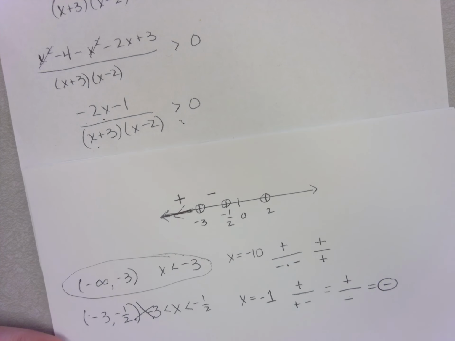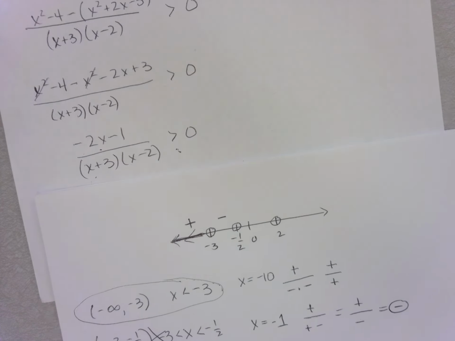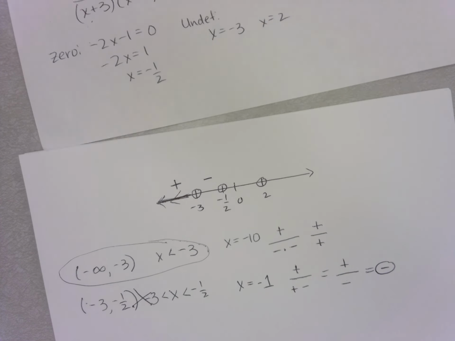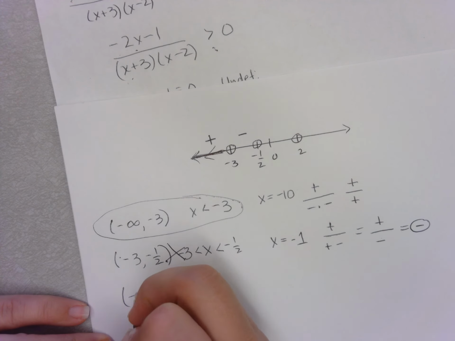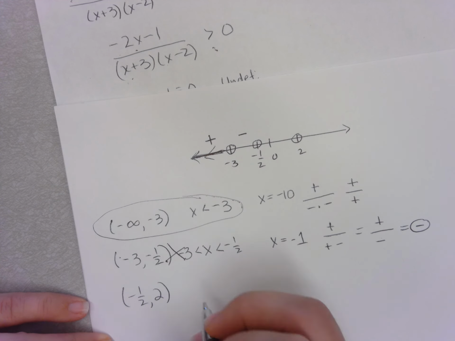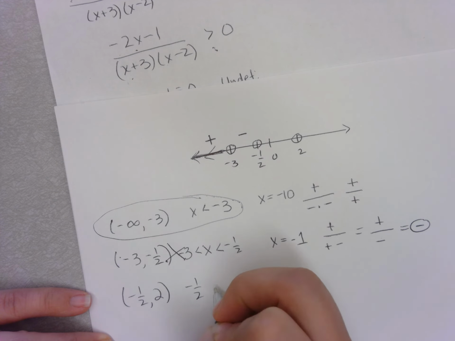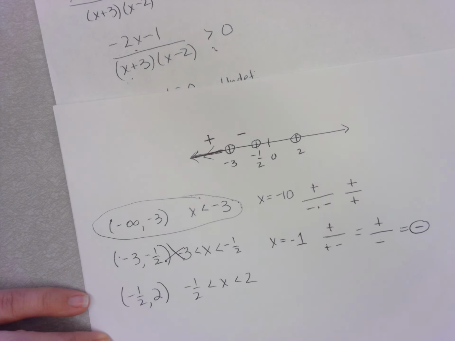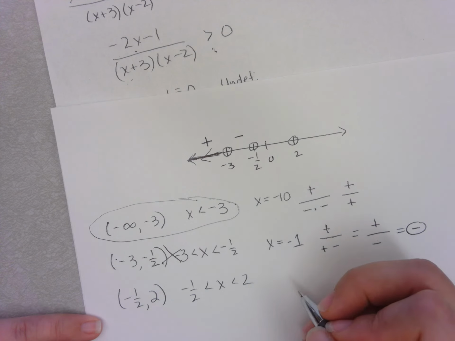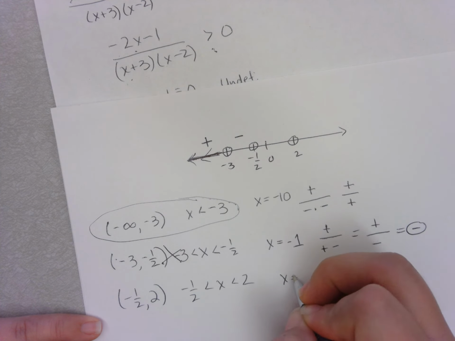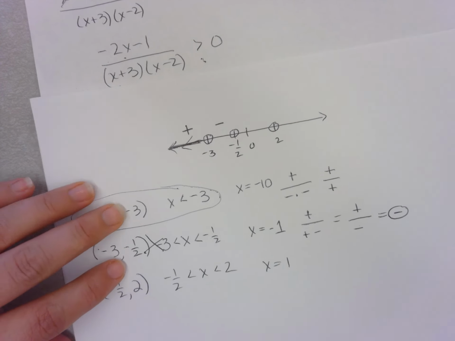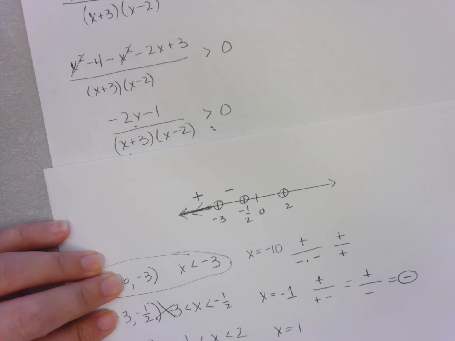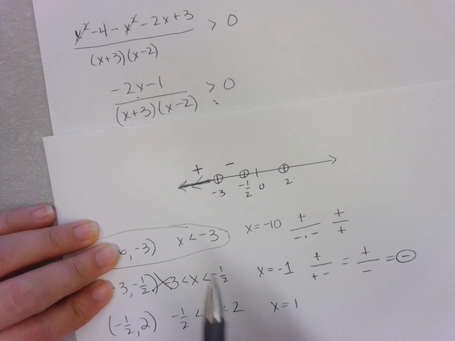All right, so let's see, next number that I want to try out. That's on the interval between negative a half and 2. In interval notation, or I could write it as negative a half is less than x is less than 2, like this. So let's choose, how about positive 1? Okay, so I'm going to come back to my original function and plug in 1. Now this time it's positive 1, so this will be negative 2 minus 1, which is negative on top.